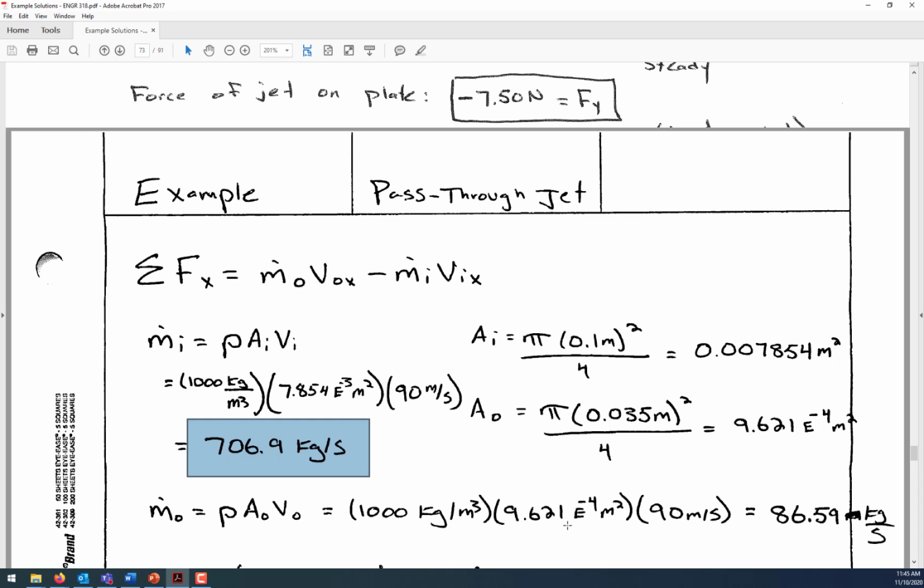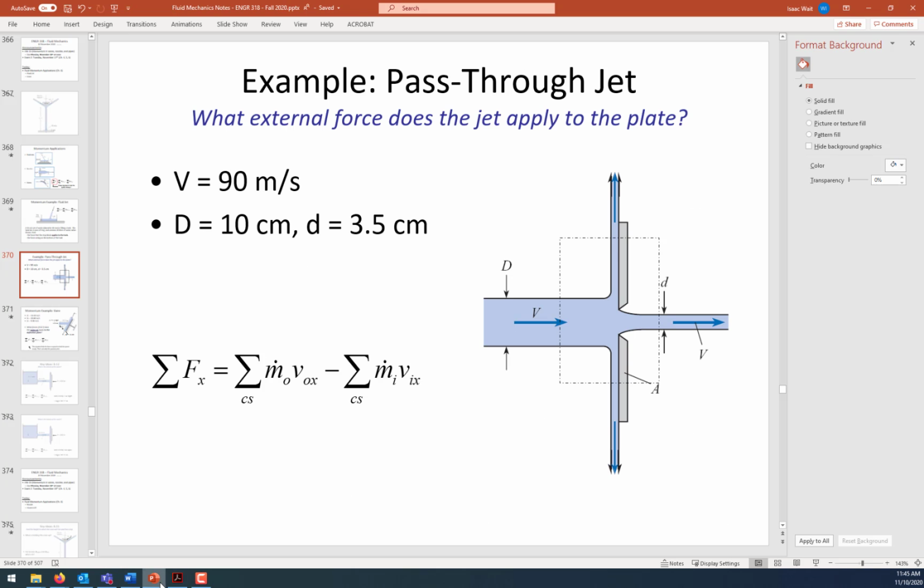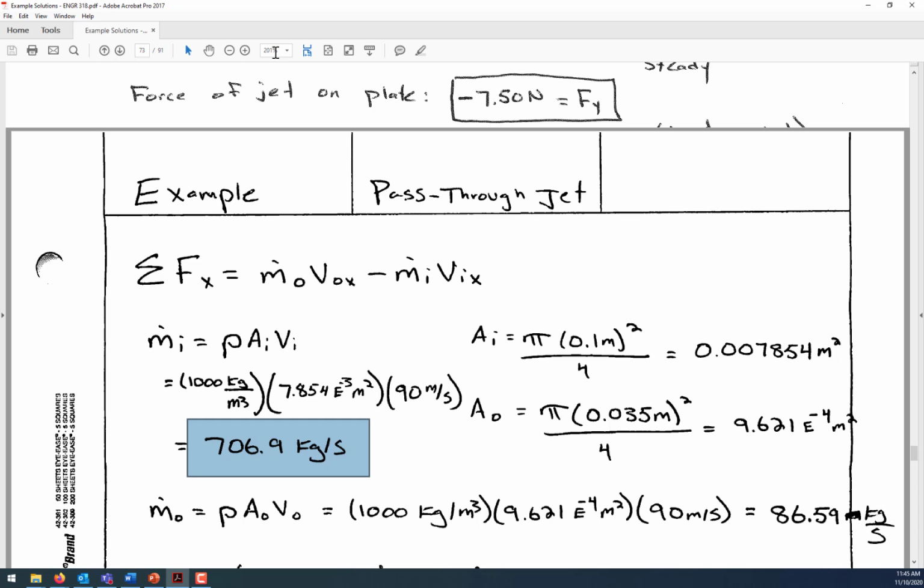So there's only 86.59 kilograms per second going out. Now, where's all the rest of the water? Well, it's been redirected vertically. So it's not that there's any fluid that's accumulating inside of the control volume. It's just that the water is going in a different direction now. So to calculate the force, we're going to put the out mass flow rate that we just calculated, and then the velocity out is 90 meters per second, same as the velocity in, 90 meters per second.